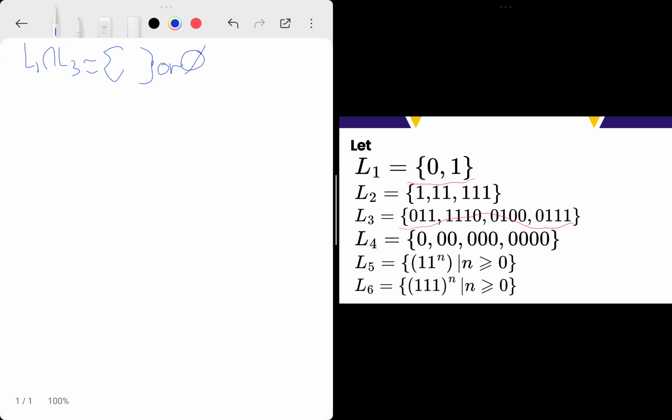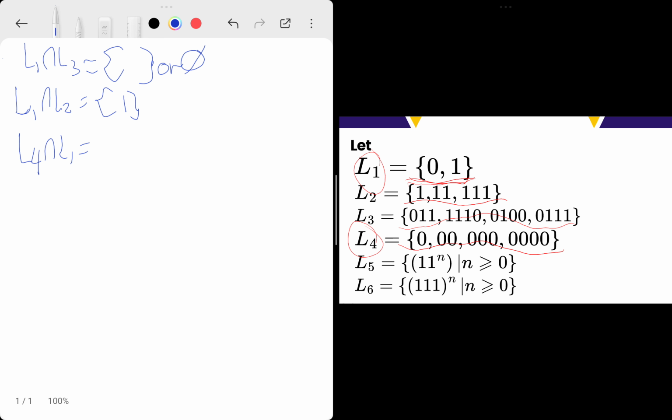Okay. Then, how about L sub 1 intersection L sub 2? This one and this one. So, the only common element of the two sets is 1. So, that's it. How about L sub 4 and L sub 1? So, L sub 1, then L sub 4.